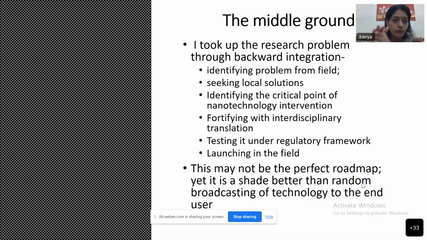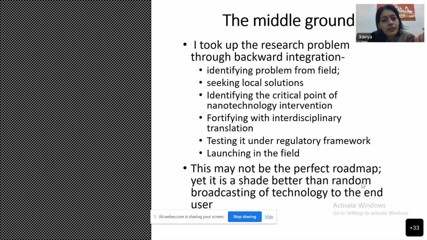That means if it is meant for soil, it should not be entering into a water body, or it should not be entering into air beyond this limit. So threshold limits are defined. And after these things are sorted, after my technology is given a safety certificate, though virtual, still everybody considers it safe for use, then I launch it in the field.